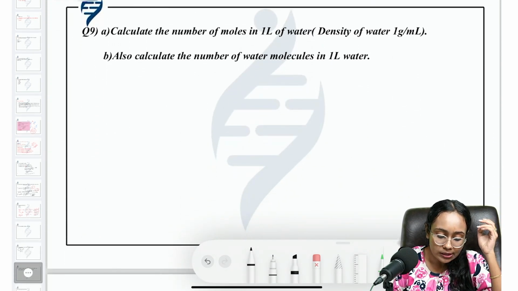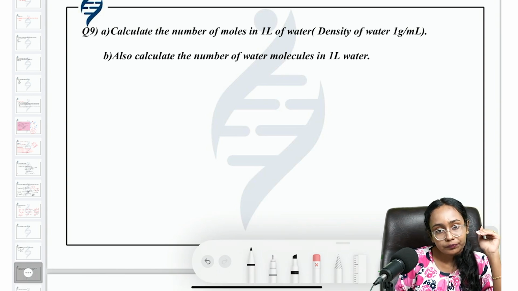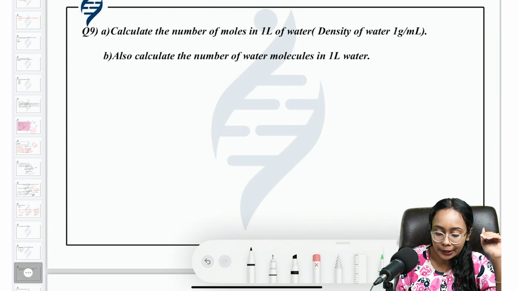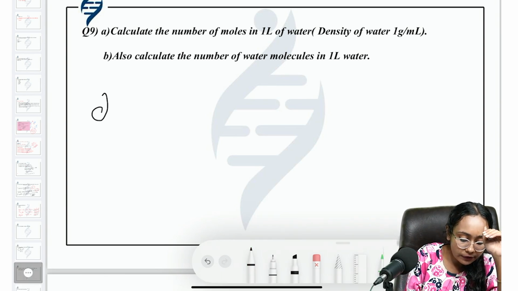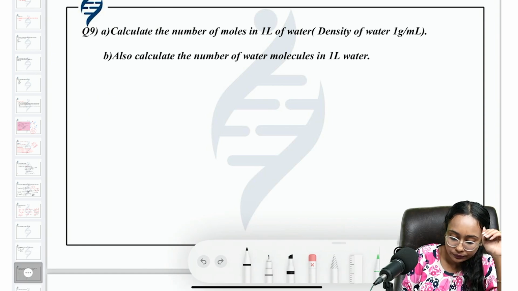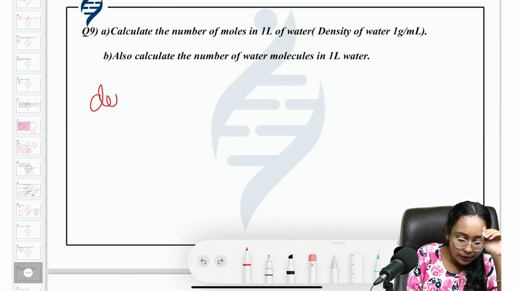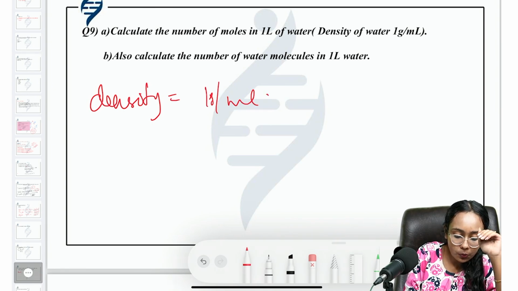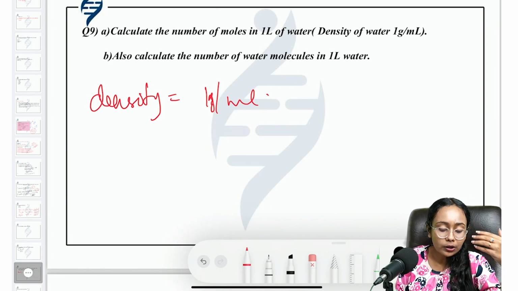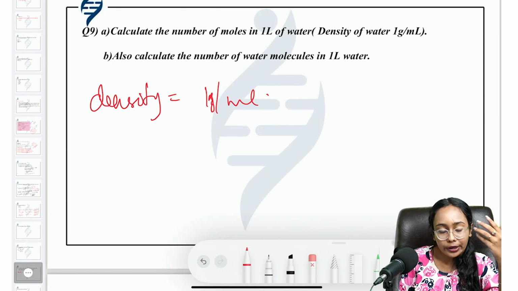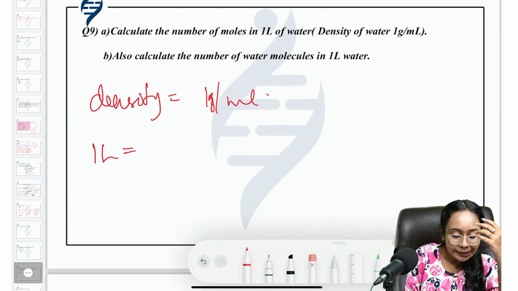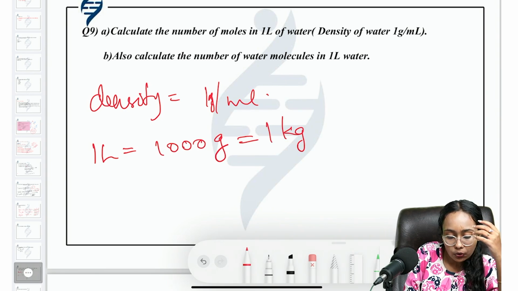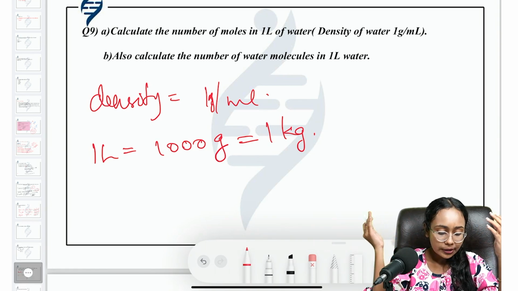Calculate the number of moles in 1 liter of water. So the density is given here, 1 gram per milliliter. I need to convert this to kilogram per liter. For that, 1 liter contains 1000 grams or 1 kilogram of water. Let it be like that.